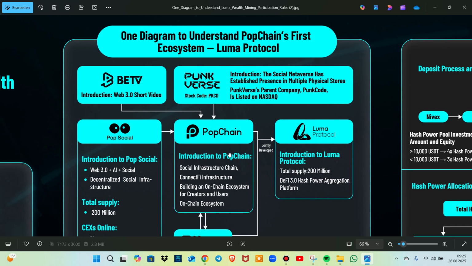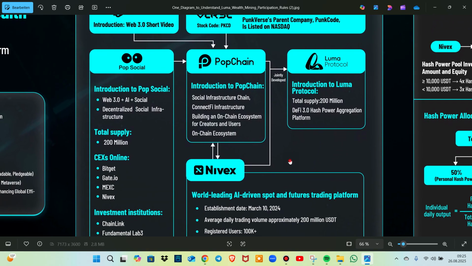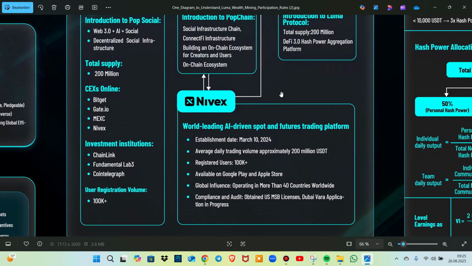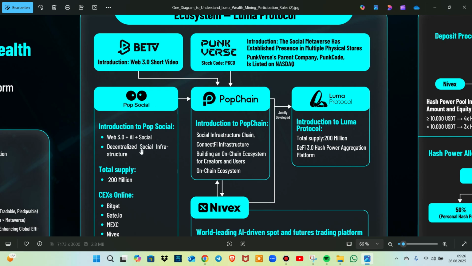So what we have here is a new ecosystem that is part of a bigger ecosystem which consists of different elements. So what we got here is Nivex. So that's a world-leading AI-driven trading platform. It's an exchange that was launched back in March 24, and it already has a daily trading volume of 200 million USDT. And here you see the different elements of that ecosystem.